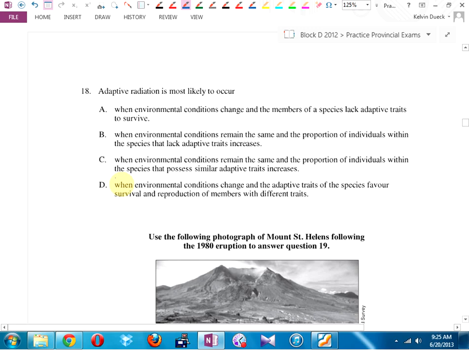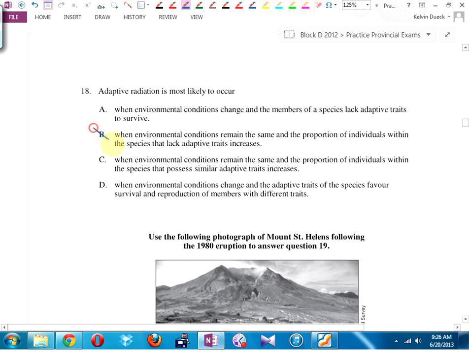Adaptive radiation is most likely to occur. So adaptive radiation is the process of, as a population continues to breed, occasionally there are mutations that occur and they make parts of the population more advantageous and more likely to breed, and there are mutations that make parts of the population less advantageous. That line of the population will probably die off. When is it most likely to occur? When environmental conditions change and the members of a species lack adaptive traits to survive? When environmental conditions remain the same.